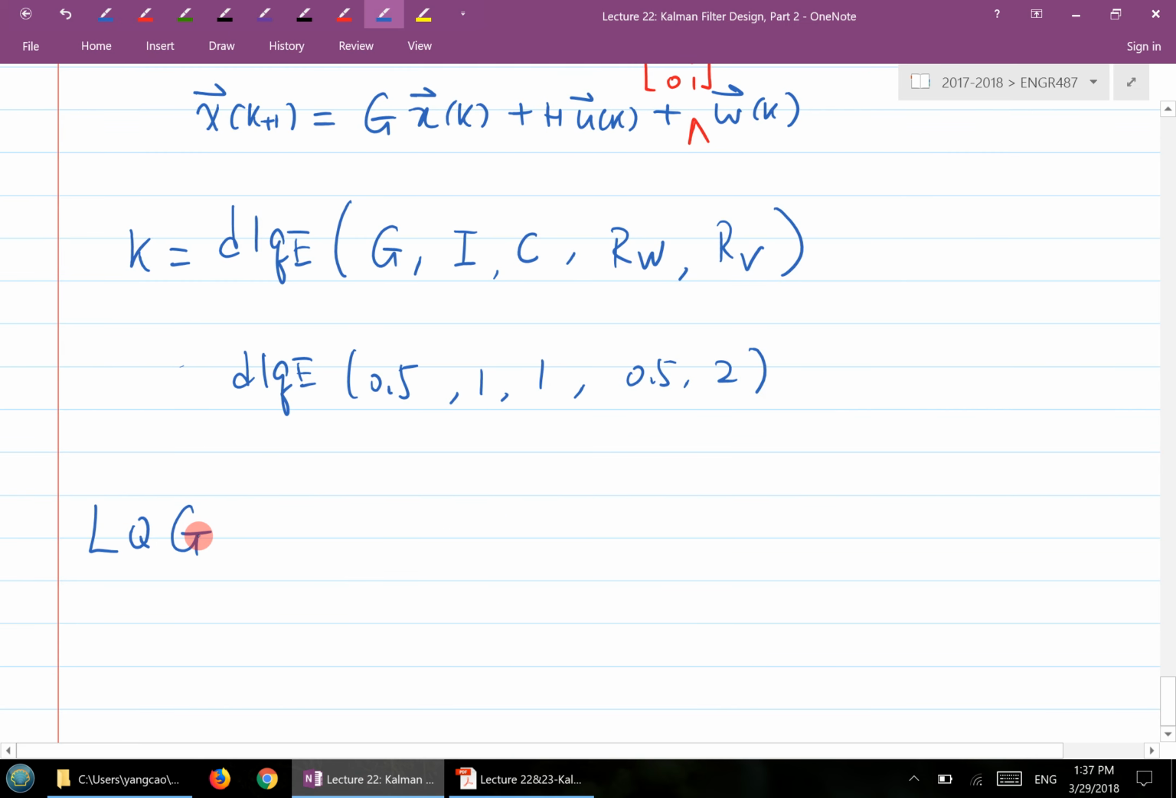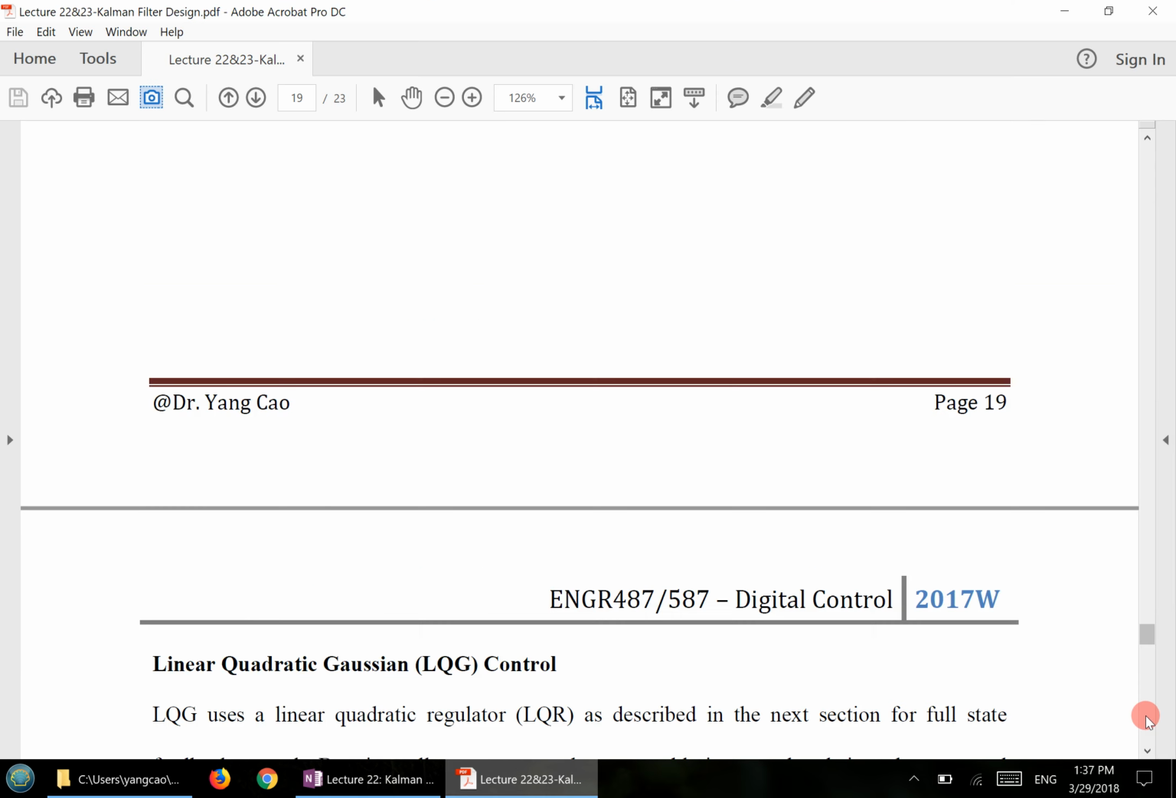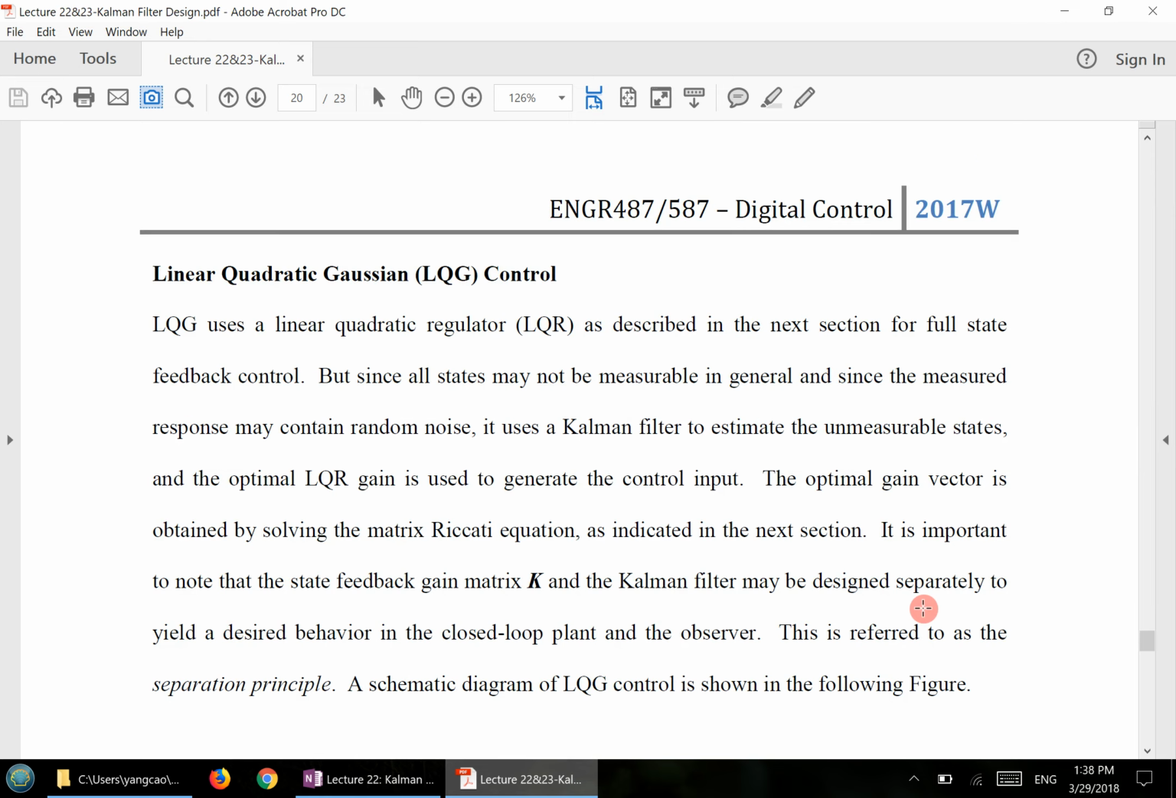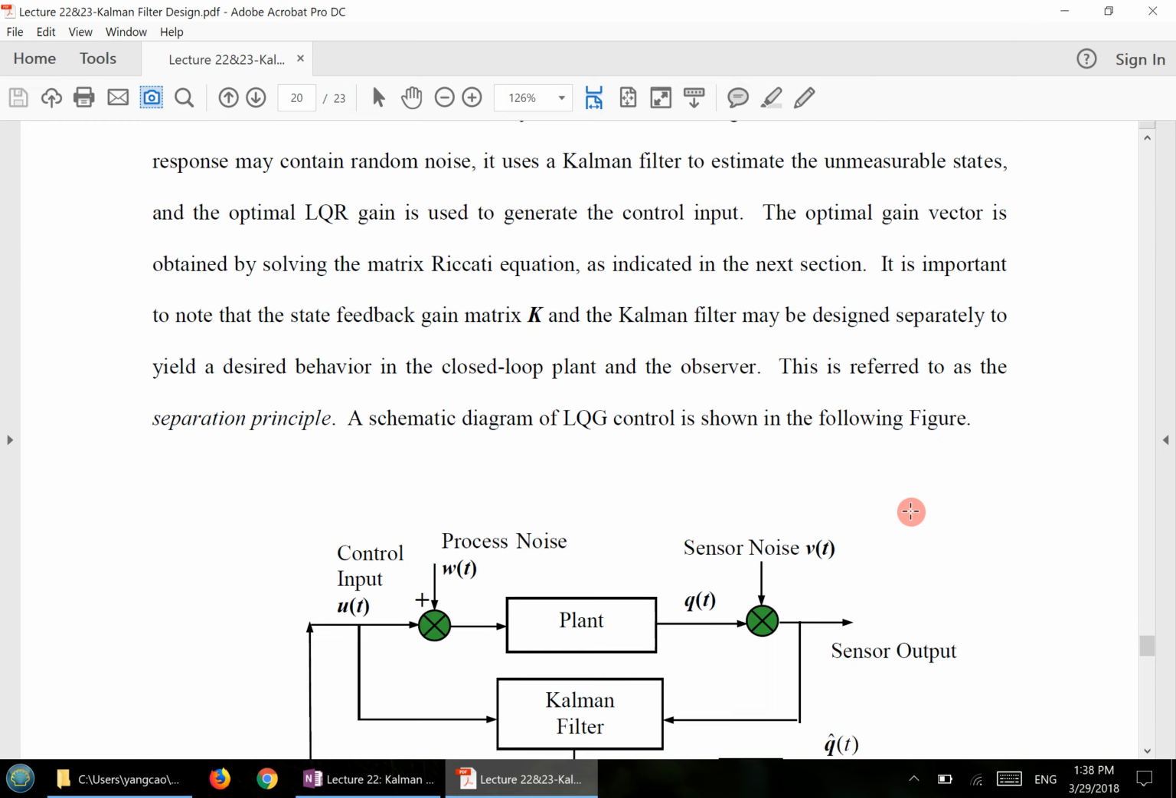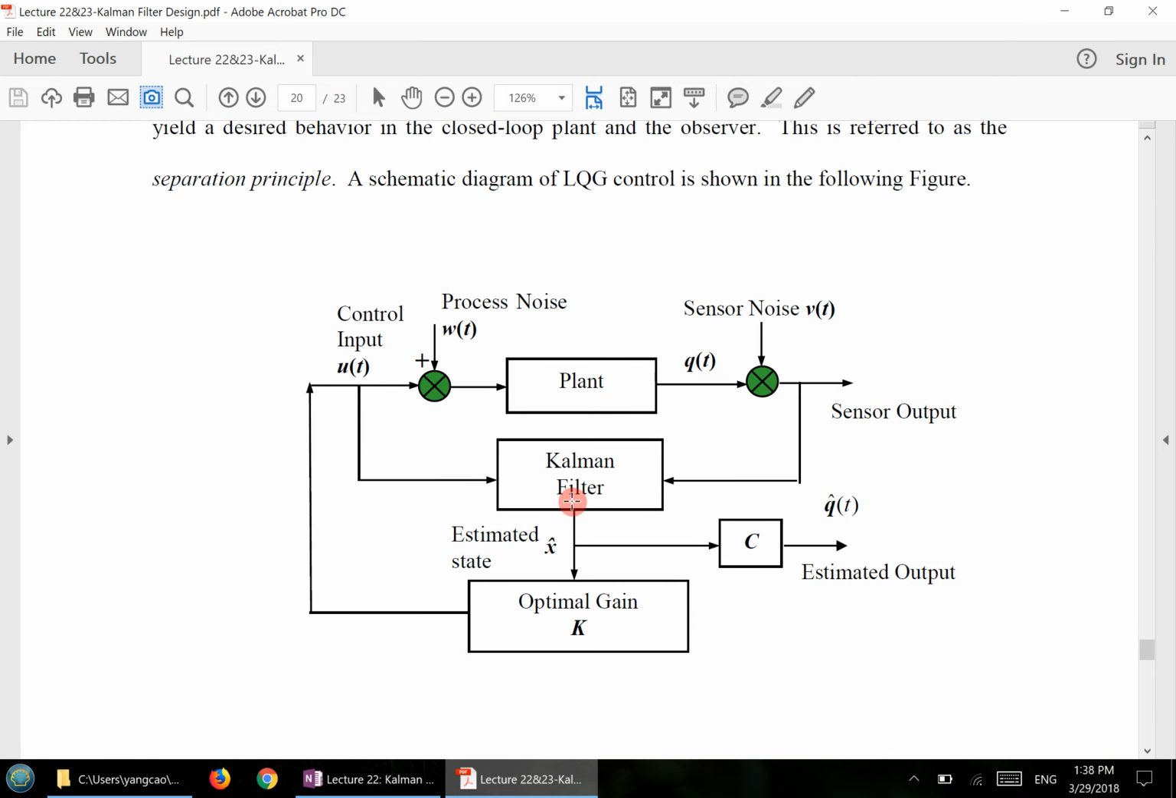LQG. Very simple actually. LQG is called the linear quadratic Gaussian control. What you do is you combine the Kalman filter and optimal control together, then you get LQG. If you look at this diagram here, there's nothing new now, right? You use the Kalman filter to observe the state, and you use optimal control K to generate the control input, and that's it.